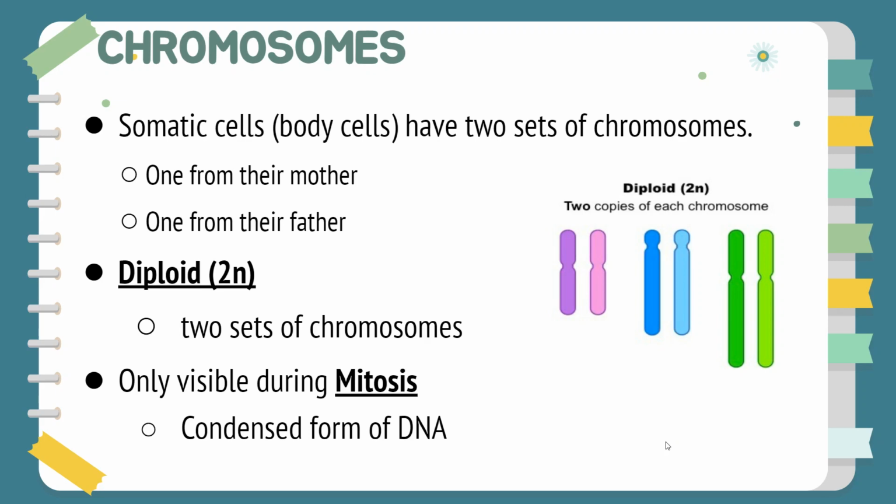For example, humans are diploid. We have 23 unique chromosomes. So 2, one from mom and one from dad, times 23 unique chromosomes equals 46 total chromosomes. And that consists of 23 pairs of chromosomes where one is from mom and one is from dad.